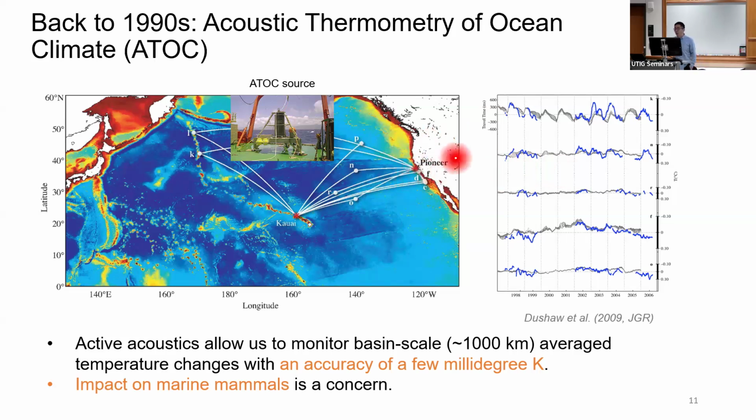The right figure here shows the observed travel time change, or travel time anomaly, and on this side is the temperature. You can see the amplitude here is 0.1 degree. The blue dots are observed temperature changes. And finally, they got ocean temperature change monitoring with an accuracy of about a few millidegrees.